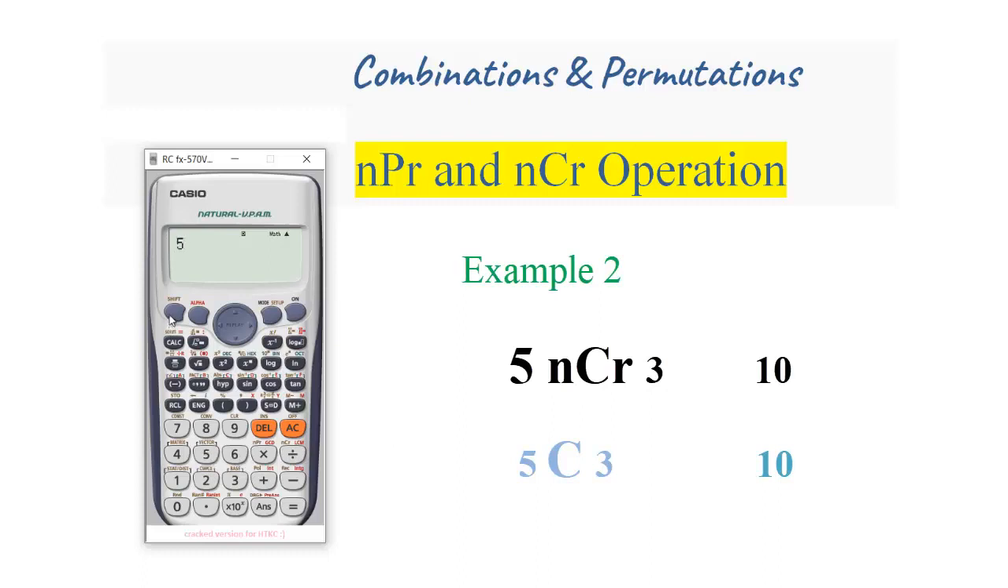5, then again press the shift button. Here is the nCr, meaning combination, button. Then 3, now press the equal button. Then the result will come out.